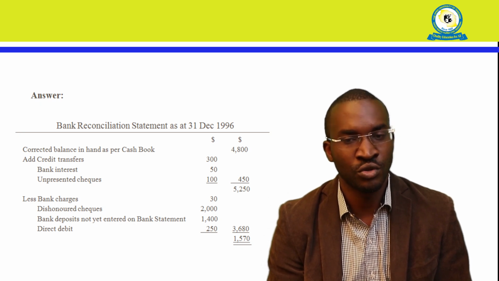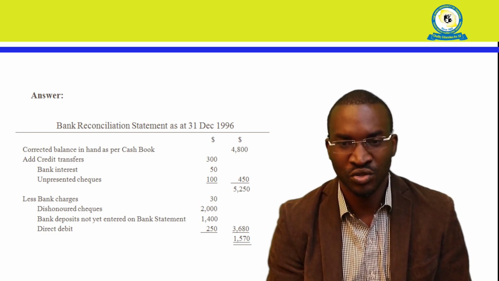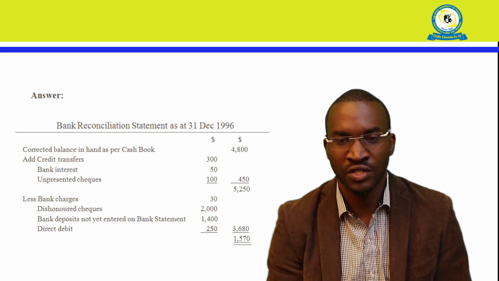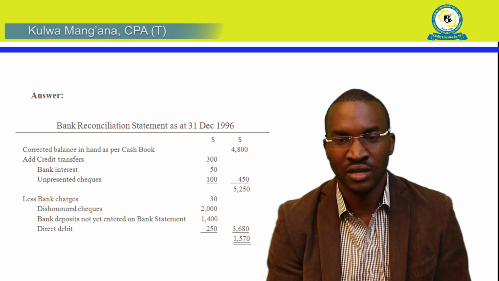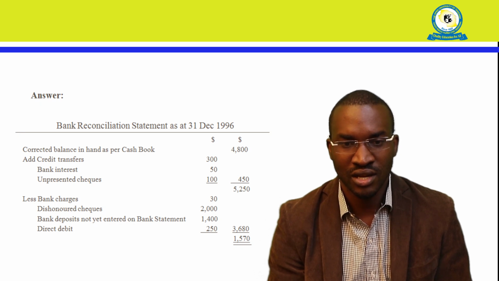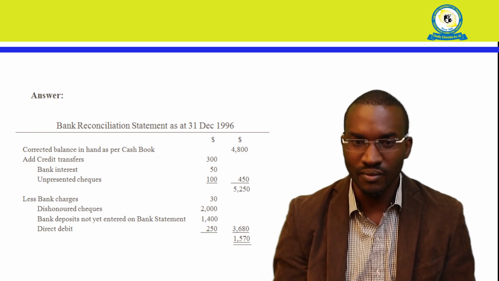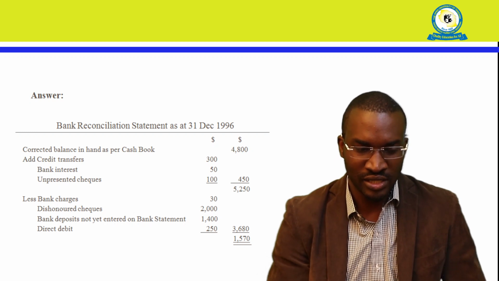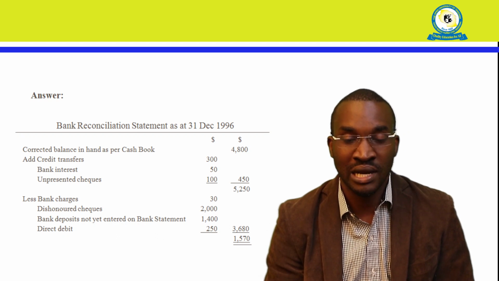So if you take the total of 300 plus 50 plus 100, you get 450. If you add 450 to the corrected balance in hand as per cash book, which is 4,800, you get 5,250. Then you deduct the bank charges of 30, standing order, bank deposit, and direct debit to arrive at that balance. So up to that point, I hope you've been able to understand the bank reconciliation statement. It is a very simple process to come up with.